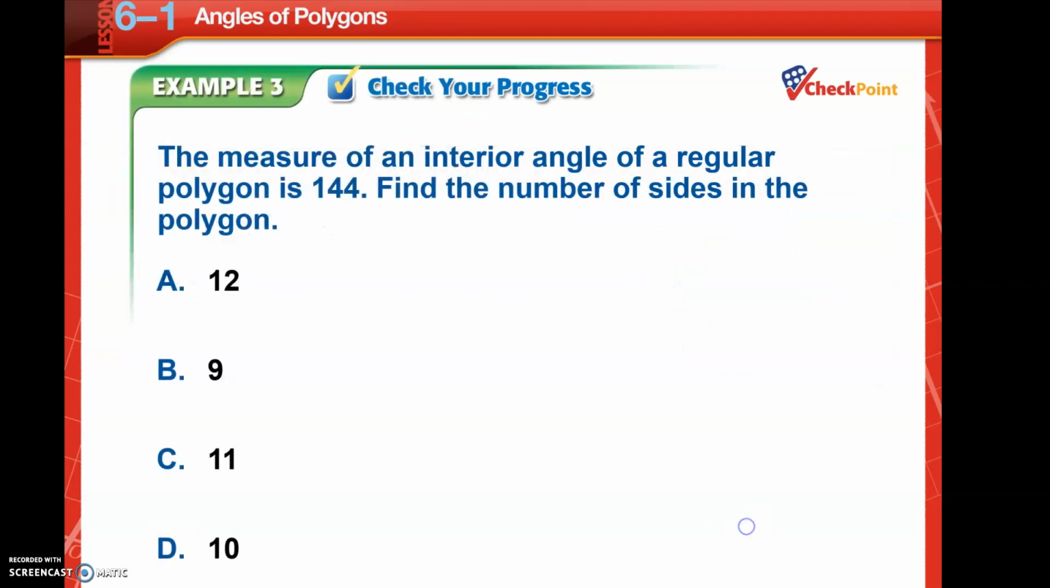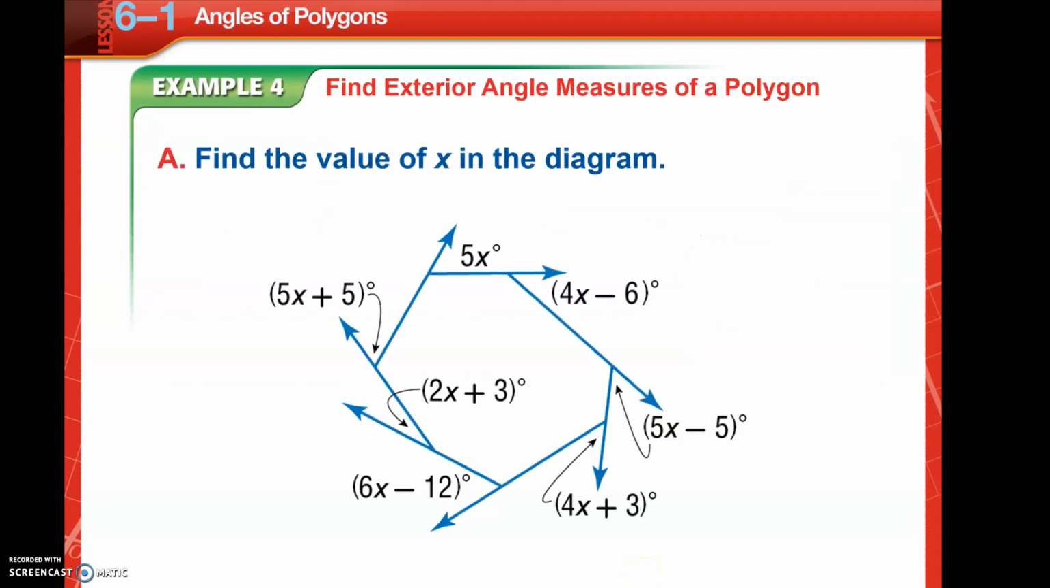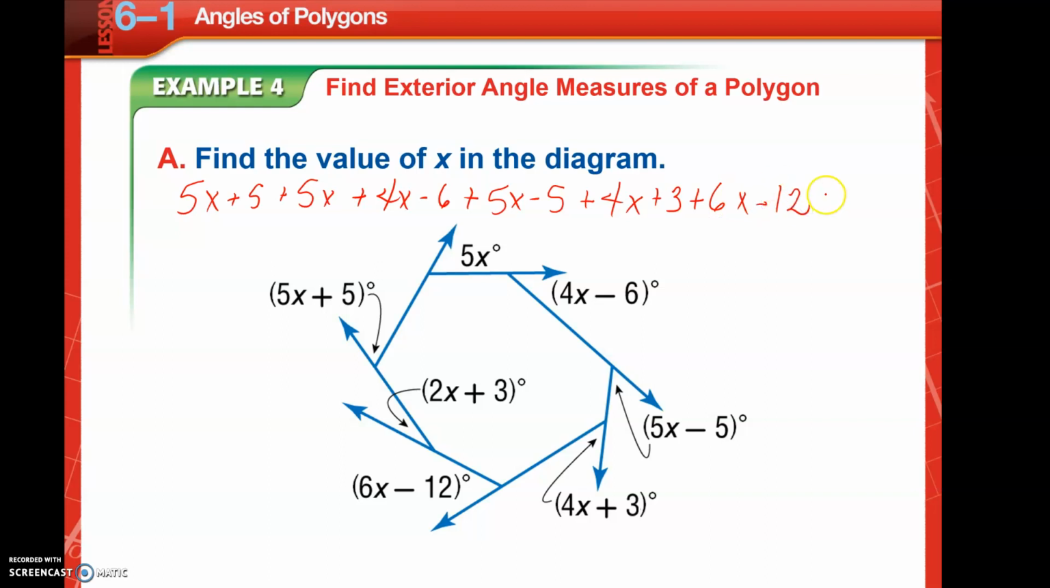And notice, again, when we were finding the number of sides, we saw that 360 quite a bit. So there's another way we can also find the number of sides. But here, all of these angles are going to add up to be 360. So I can add all these up. 5x plus 5 plus 5x plus 4x minus 6 plus 5x minus 5 plus 4x plus 3 plus 6x minus 12 plus 2x plus 3, and we know they're going to always equal 360.